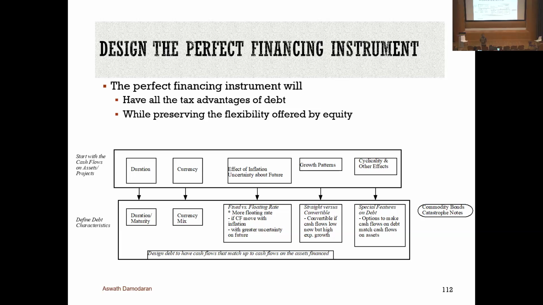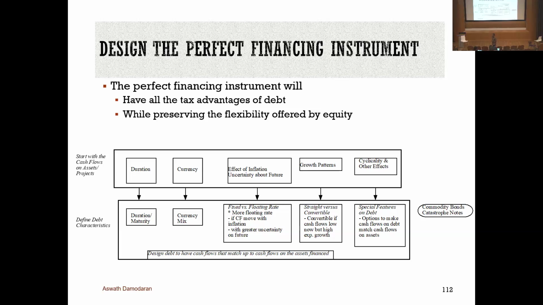Really long-term debt. Boeing was one of two companies that issued 100-year bonds. This was a long time ago, 15 years ago, 100-year corporate bonds. The other company was Disney. We'll talk about why Disney might issue 100-year bonds.